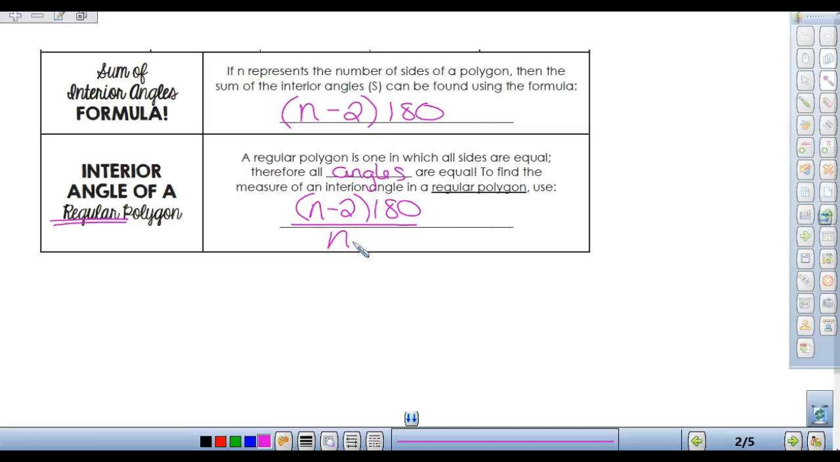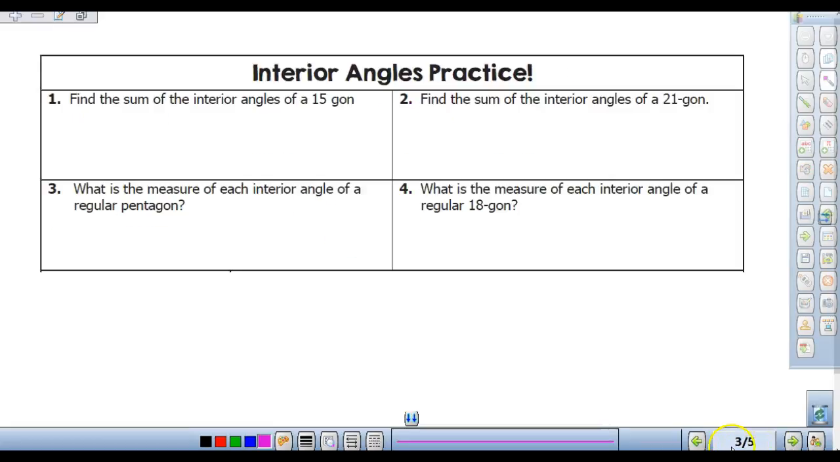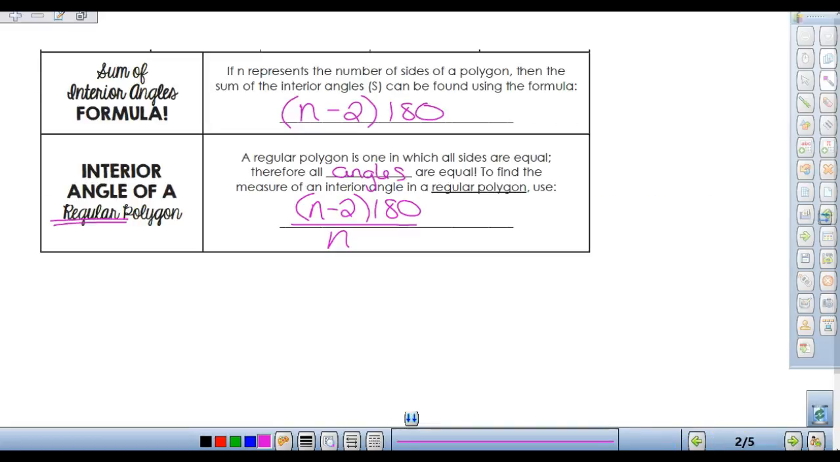So far, so good? You would divide it by the number of sides, and that's what n is. So you might want to make a note on there: n equals number of sides.